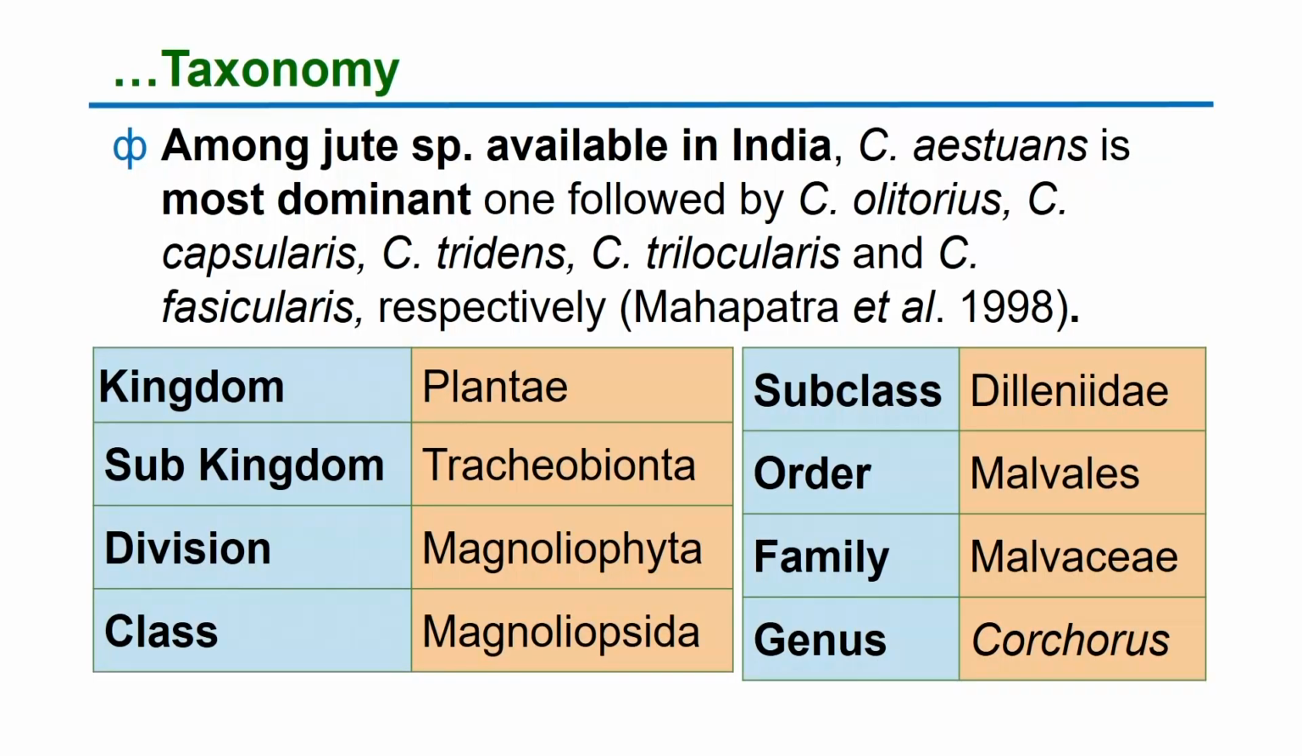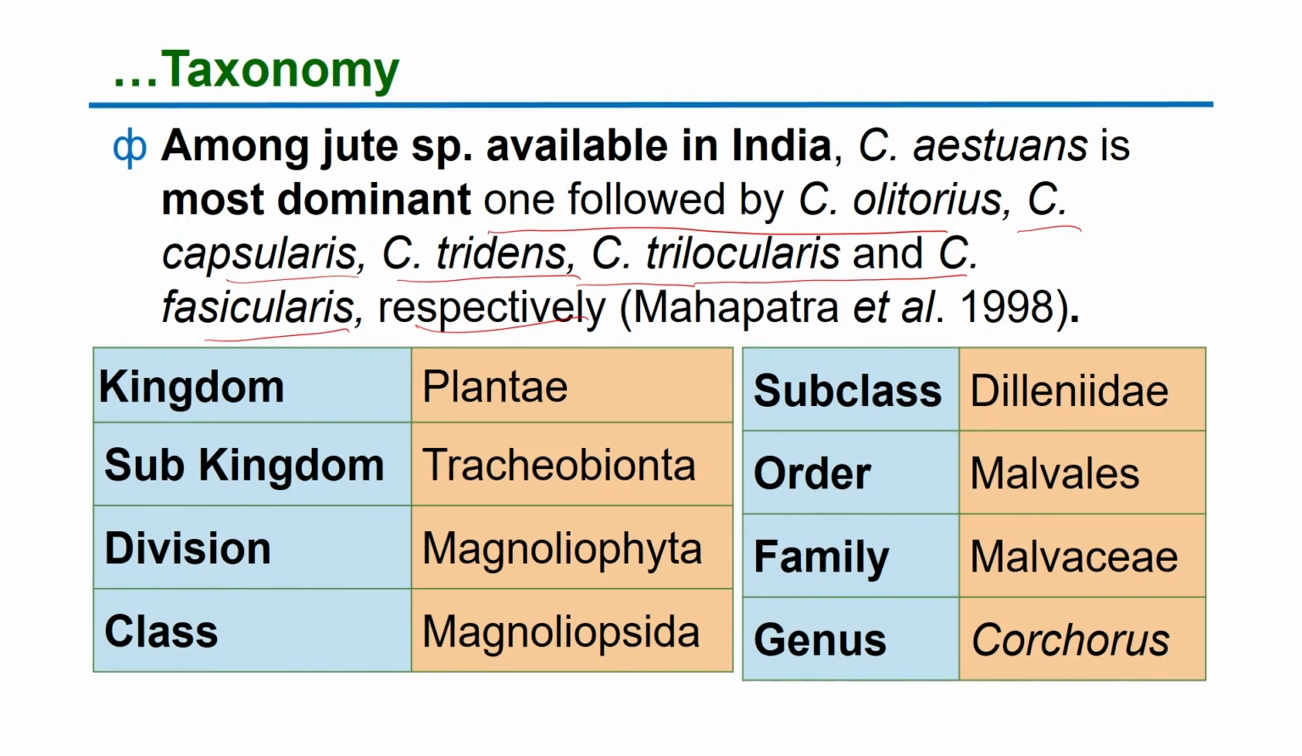Among jute species available in India, C. aestuans is the most dominant one, followed by C. olitorius, C. capsularis, C. tridens, C. trilocularis and C. fascicularis respectively, as suggested by Mahapatra and co-workers, 1998.